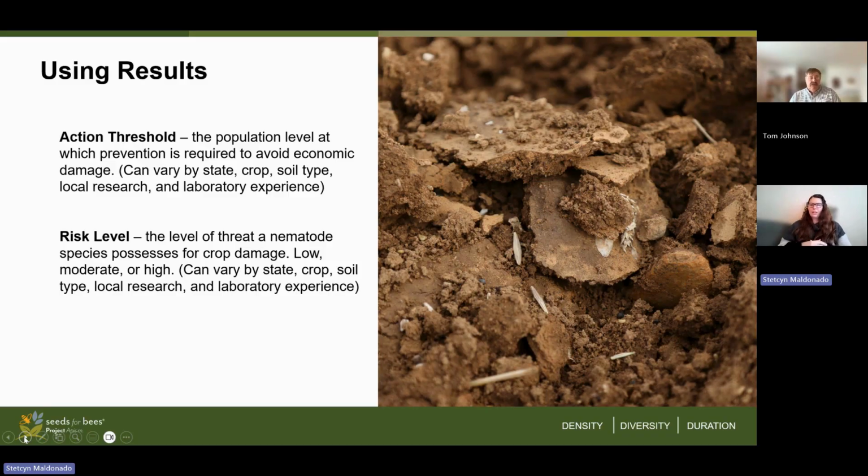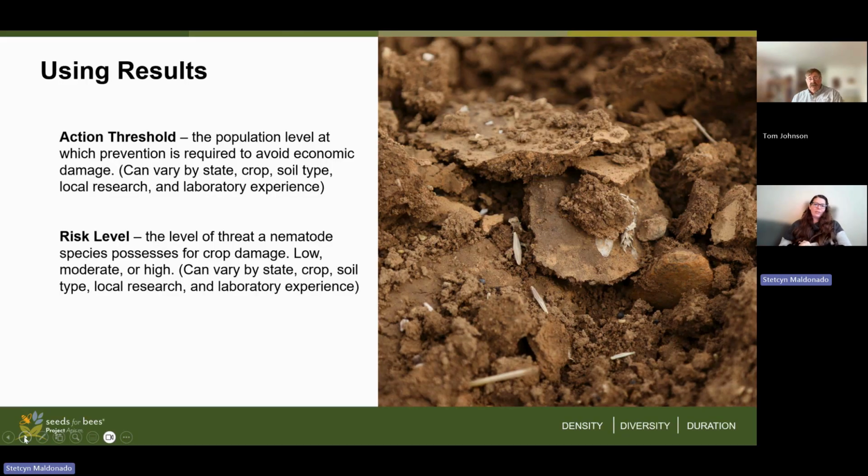And you'll often get a recommendation from the lab. This can vary by your state, by your crop, your soil type. It can vary by the local research and from the lab's own personal experience. So when you're using a lab, you want to stick with the same lab time and time again, just because the sampling techniques and the reporting techniques can vary quite a bit.